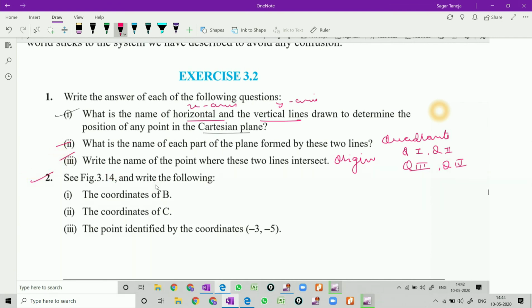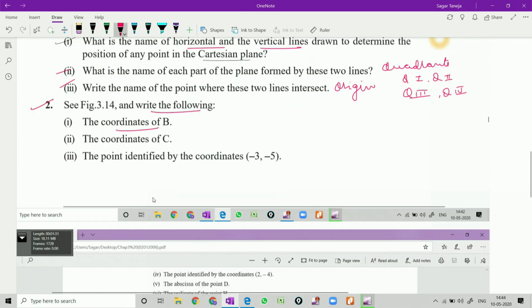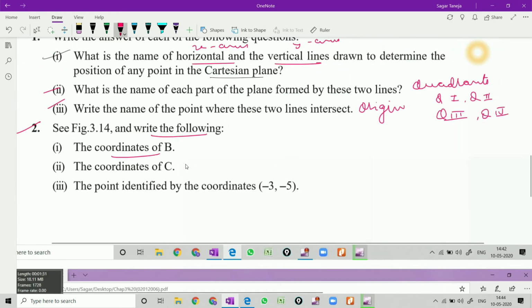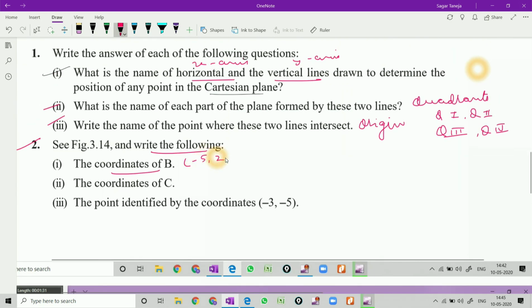Question number 2. Write the coordinates of B. You have to check this and tell the coordinates of B. What are the coordinates of B? Here the value of x is -5 and the value of y is 2. So we can write here -5 comma 2. So the answer is -5 comma 2.